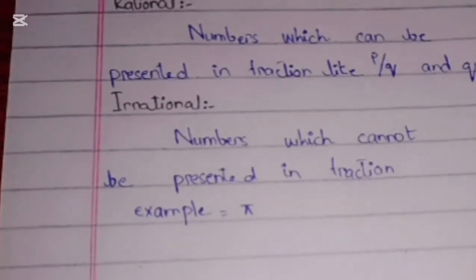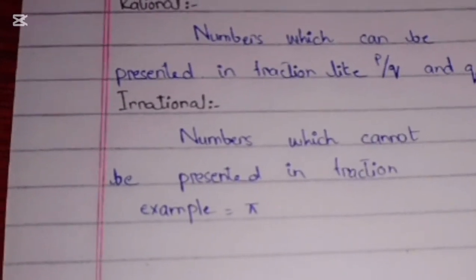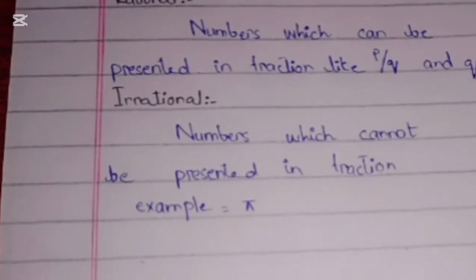Now let's move on to the irrational number. What is the irrational number? The numbers which cannot be presented in fraction.